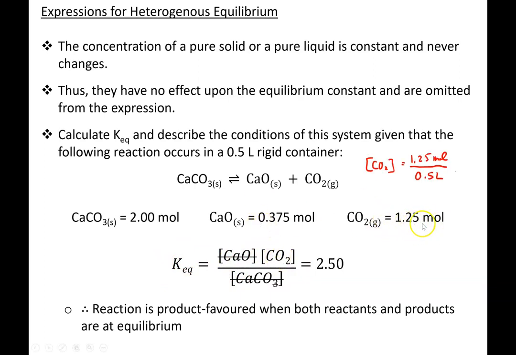I'll divide the 1.25 moles by the 0.5 liters to give me the concentration of CO2, resulting in a KEQ value of 2.50. Again, because the numerator is bigger than the denominator, we say that this reaction is product favored. So the numerator is always the products, the denominator is always the reactants. This is a product favored reaction at equilibrium.